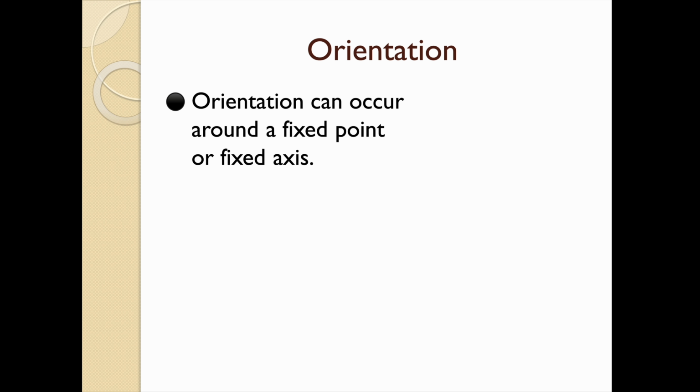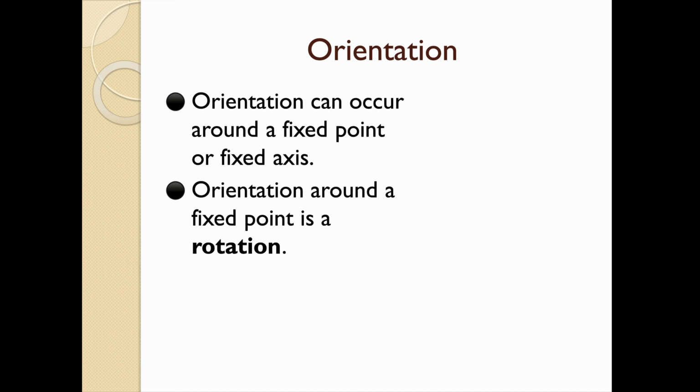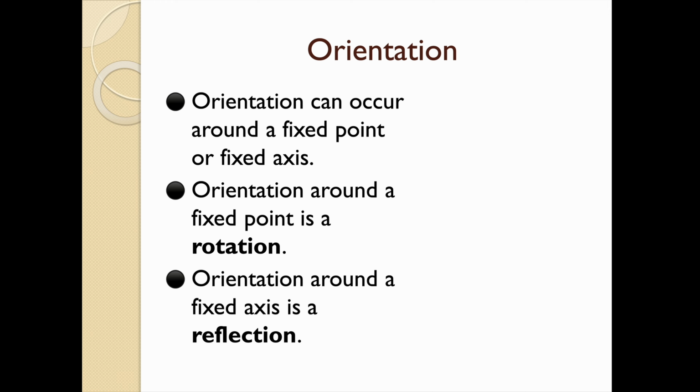The first one is orientation. When we talk about orientation, it's basically when we see something changing around a fixed point, or if not a fixed point, an axis. So orientation around a fixed point is a rotation, and orientation around a fixed axis is a reflection.